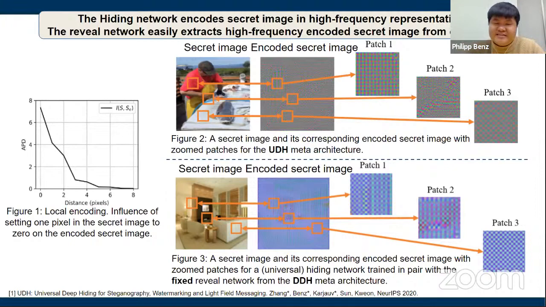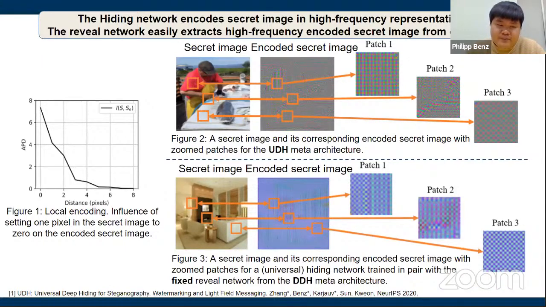So with this insight, now we can very easily visualize how the secret image is encoded. For example, here we have the original secret image, and then the encoded secret image. And for better visualization, we have three zoomed-in patches: patch one, patch two, and patch three. For patch one and patch three, you can see a repetitive high frequency pattern, which corresponds to the original red or white region, which are just flat.